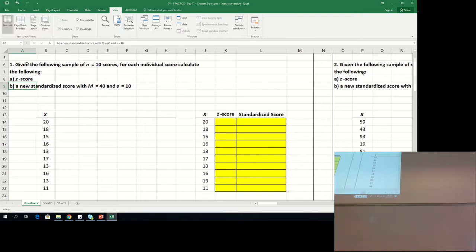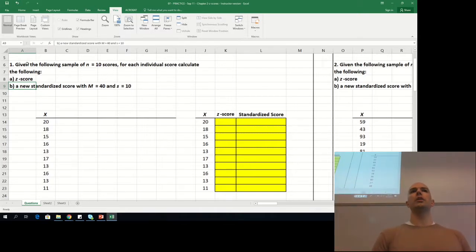So I'm going to write the formula for z-score up on the board because we're going to be using that. Z-score equals your raw score minus your mean, divided by your standard deviation. If you're working with populations, use the population mean and population standard deviation. Since we're working with samples, we're going to use the sample mean and the sample standard deviation.